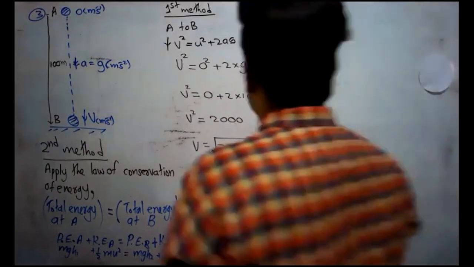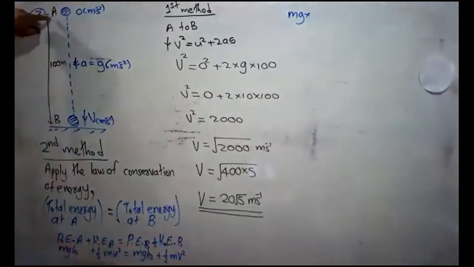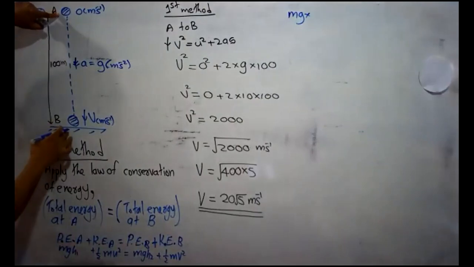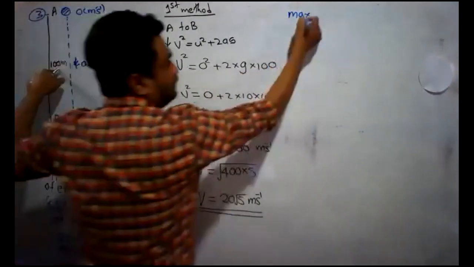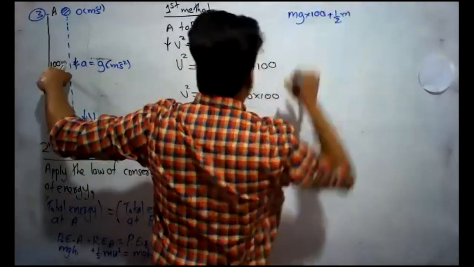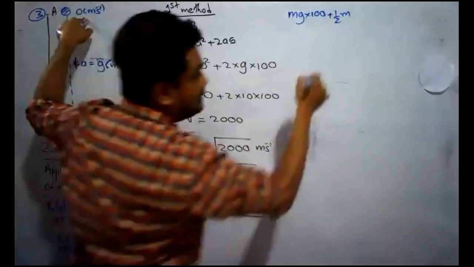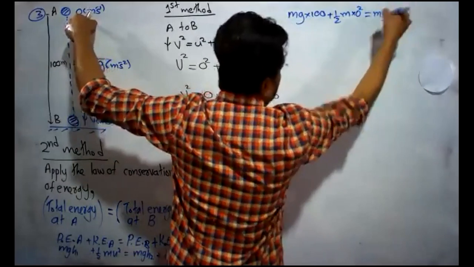mgh1. What is h1 there? mgh1 is the distance to the object from the ground at the beginning. When the ball is at A, distance to the ball from the ground is h1, so that is 100. Plus half m, initial velocity is 0, equals mg, what is h2, dear?